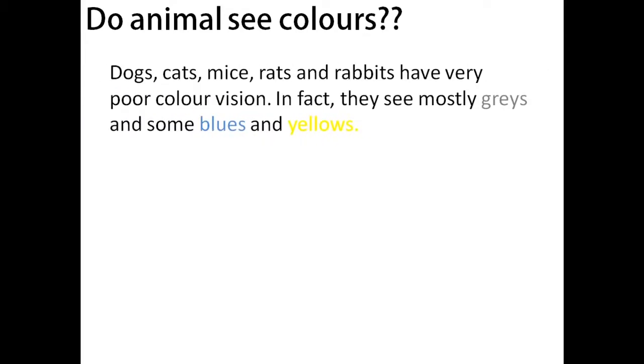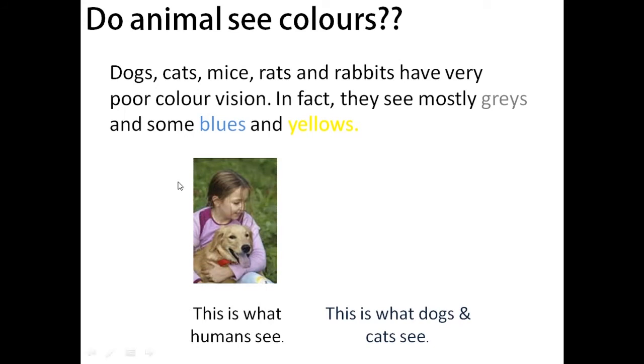See, dogs, cats, mice, rats and rabbits have very poor color vision. In fact, they see mostly grays and some blues and some yellows. The colors related to gray, blue and yellow. See, this is how they see. This is what humans see. They say we can see so many colors, correct?